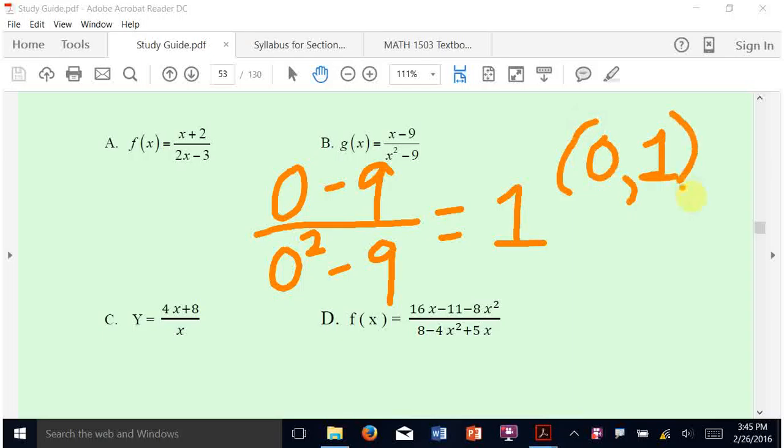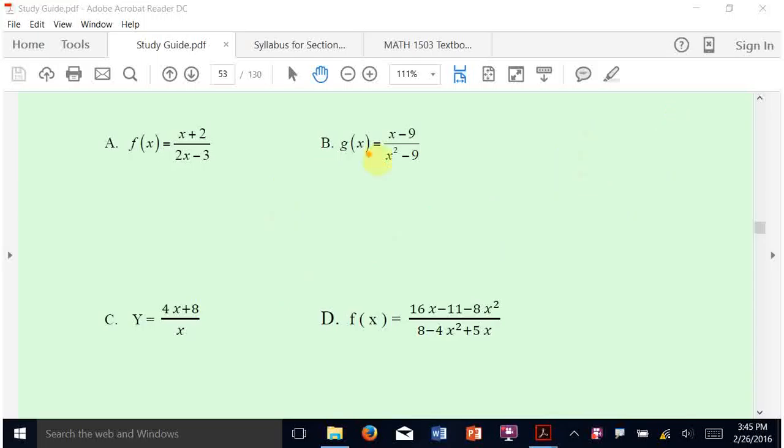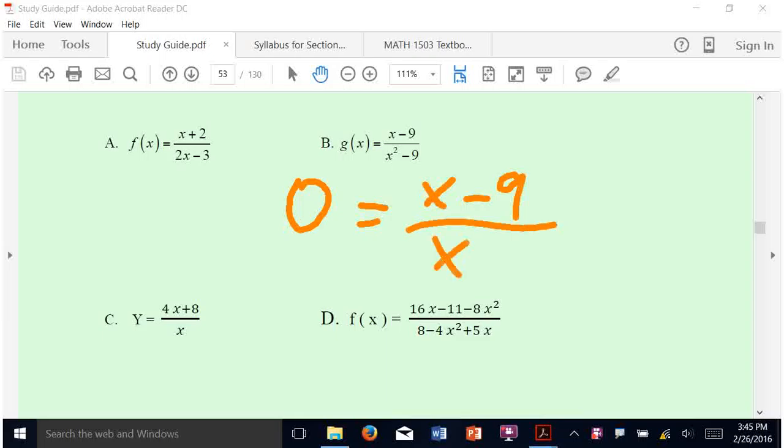And you'll just get one y-intercept or possibly 0 y-intercepts. Let's now look at the x-intercepts for this function. Well, then you want to set your y value or your function value equal to 0. So you'd have 0 equals x minus 9 over x squared minus 9.